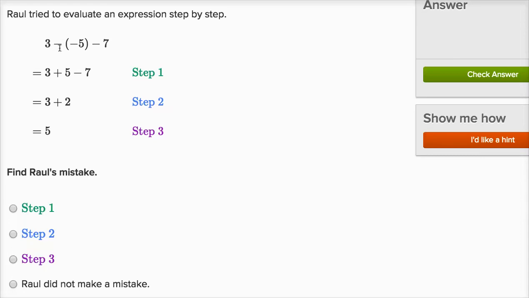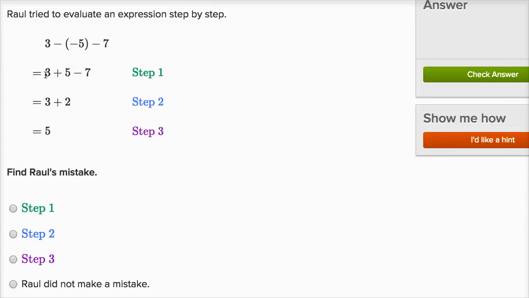It says 3 minus negative 5 minus 7. And it looks like he correctly recognized that subtracting a negative 5 is the same thing as adding a positive 5. So he replaced the minus negative 5 with the plus 5 right over there. So that seems right. So step 1 seems all right. Then what does he do next?